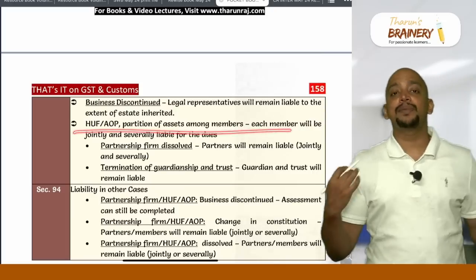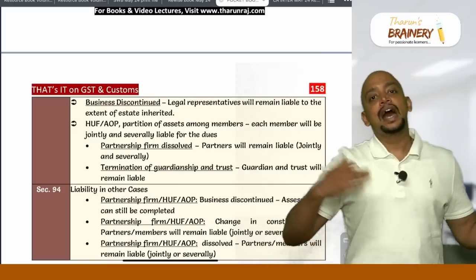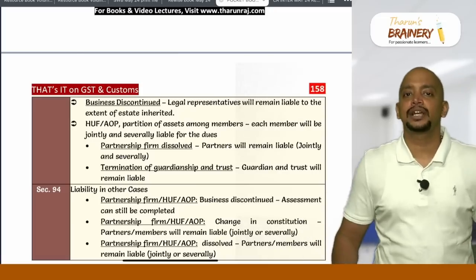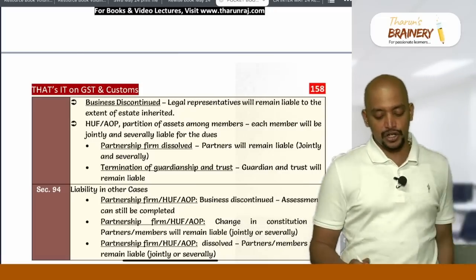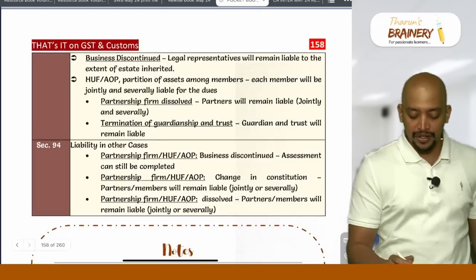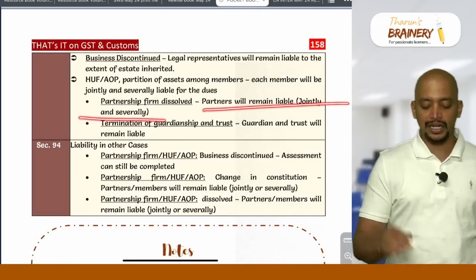Whenever there is a partition of HUF and assets are distributed between the members, and if there is any liability of the HUF, are the members jointly and severally liable after partition? Yes, the members are jointly and severally liable even after partition. Same is the case of partnership firm. When it is dissolved, all the partners will continue to remain liable jointly and severally.